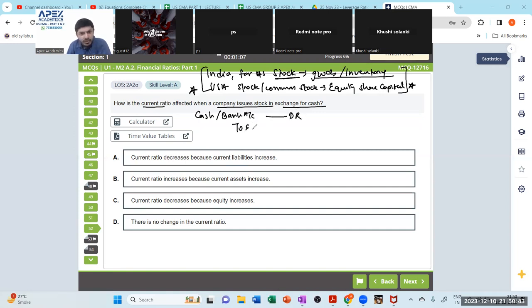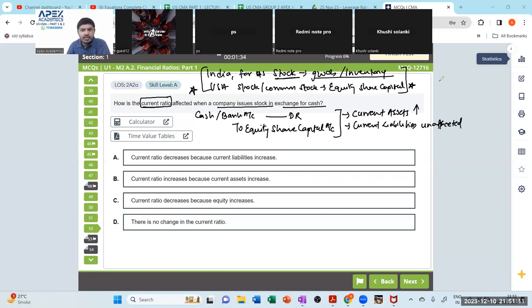Cash bank account debit to equity share capital account. They are asking you the current ratio. Over here, I'm writing the following things. Current assets have gone up. Current liabilities are unaffected. Therefore, in current assets upon current liabilities, automatically the numerator has increased. Therefore, the current ratio obviously has to increase.